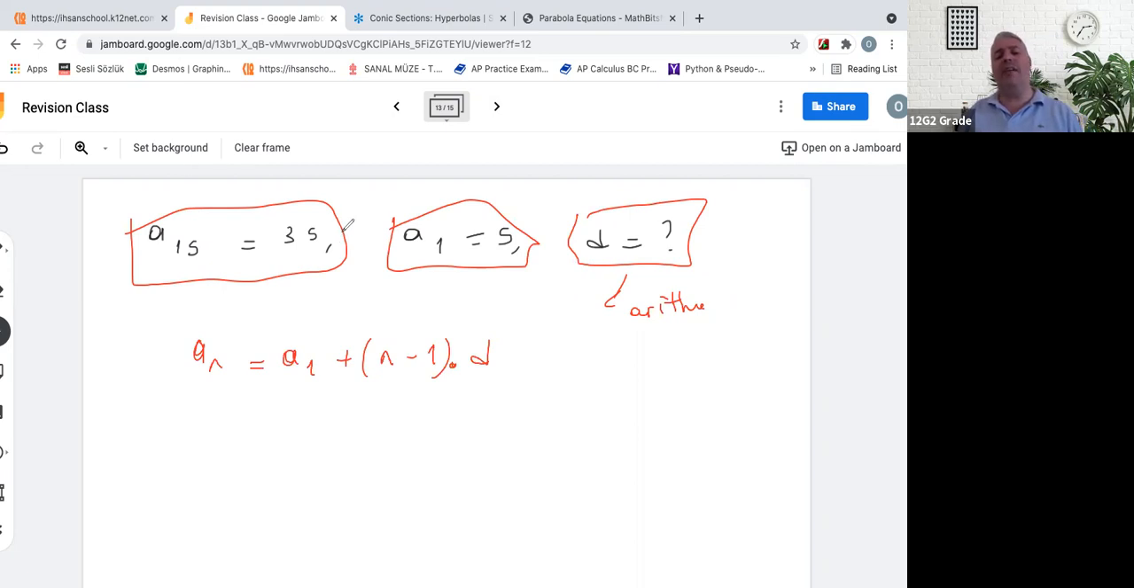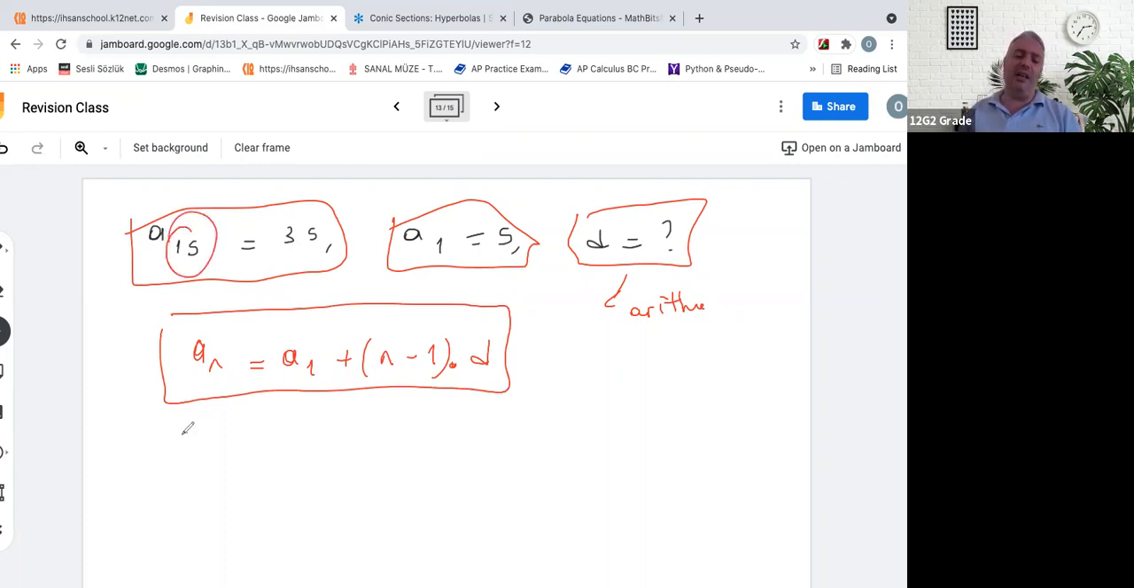To solve this question, I have another formula, but no need. Forget about the other formula. You can get confused. This one you mustn't forget. It's a very common formula. So A15, how can I write?